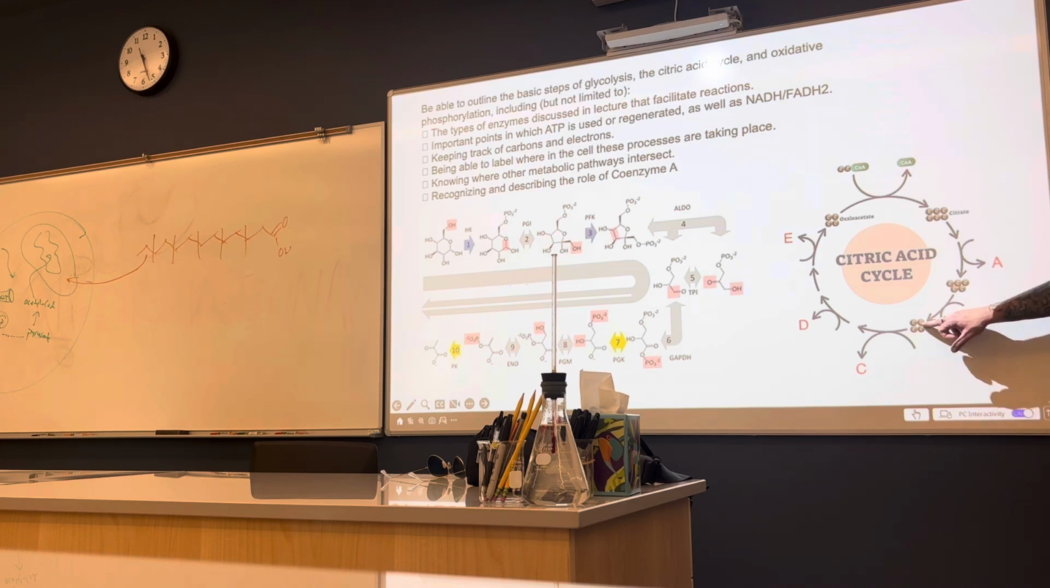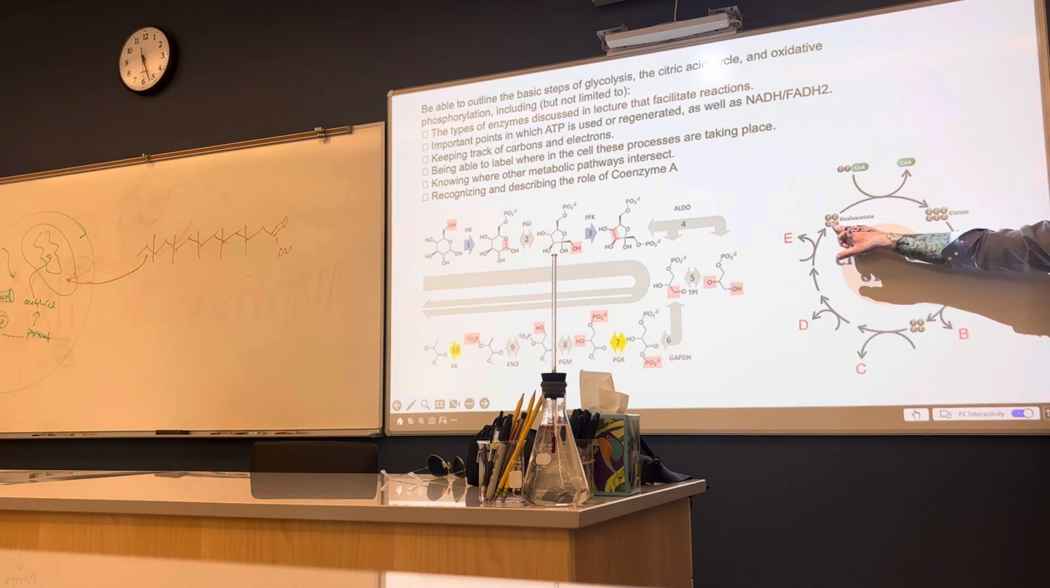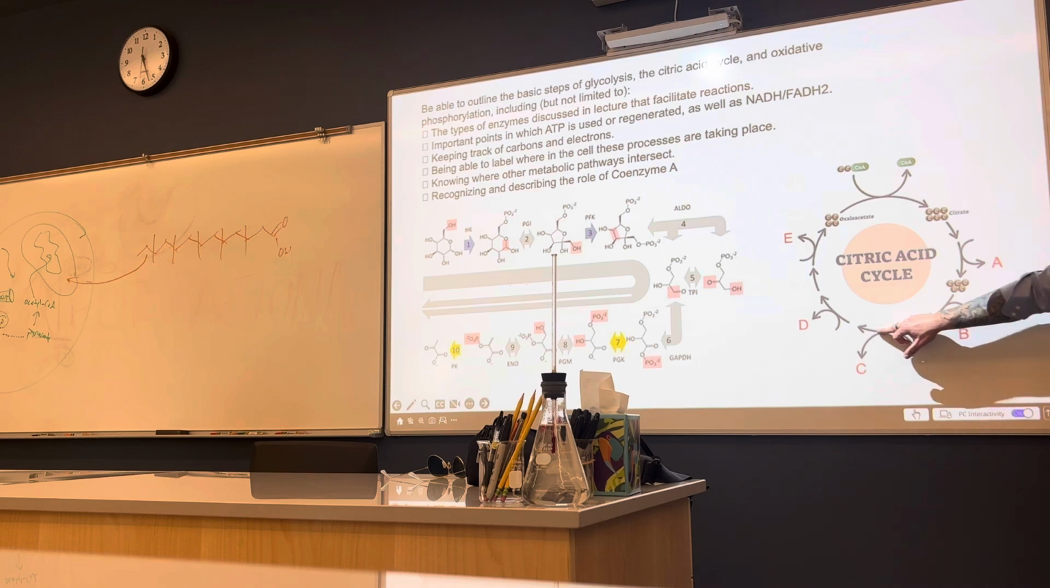From here, we still have 4 carbons, so we're not going to lose any more carbons the rest of the cycle. We lost our 2 carbons here at A and B. We do that right off the bat: carbon dioxide, NADH, NADH.